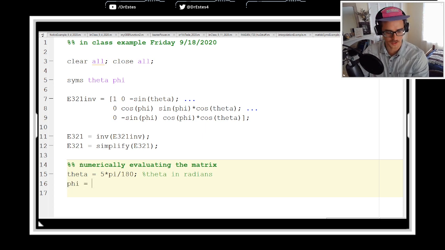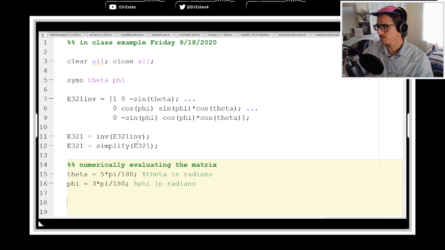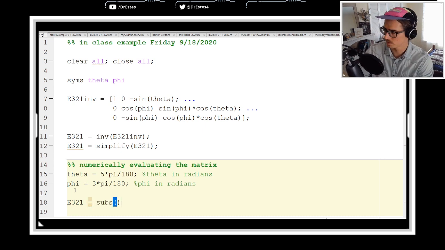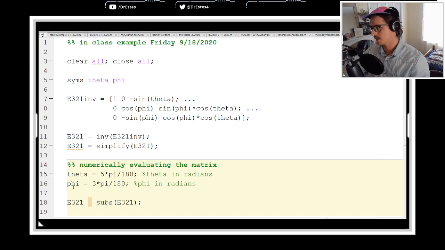And let's say phi is like 3 degrees. So that's phi in radians. It's 3 degrees just converted to radians. So here is how you substitute that into the matrix. Easy as this.